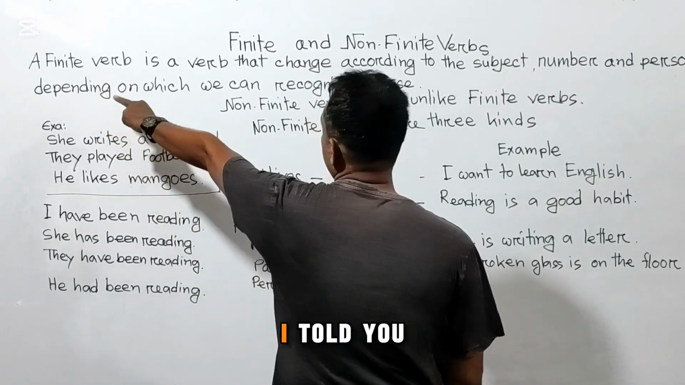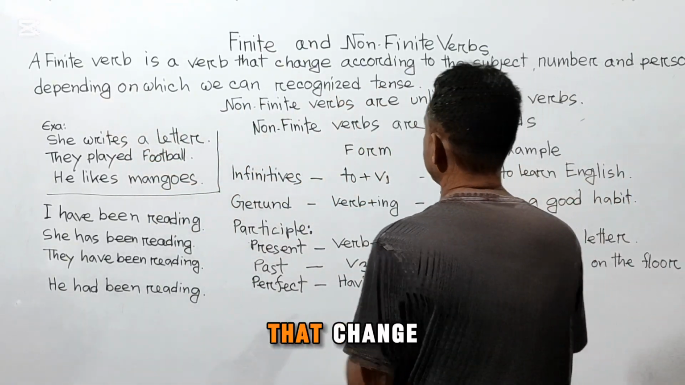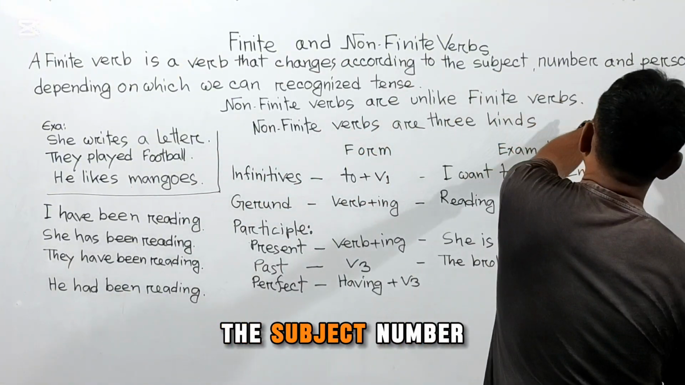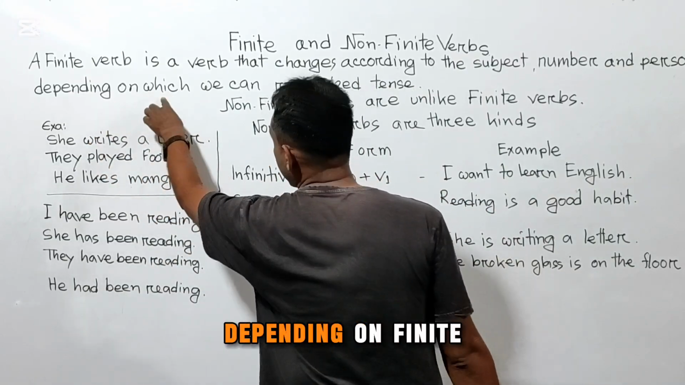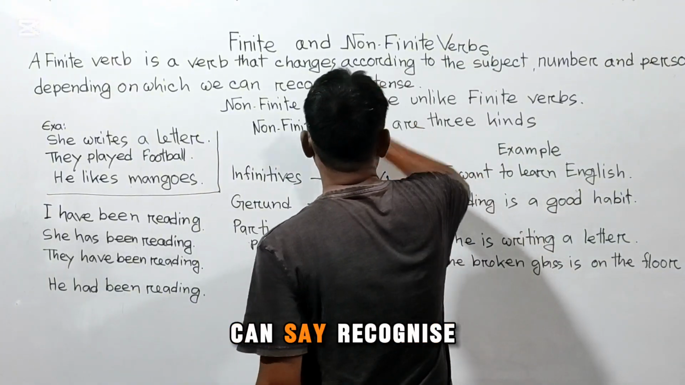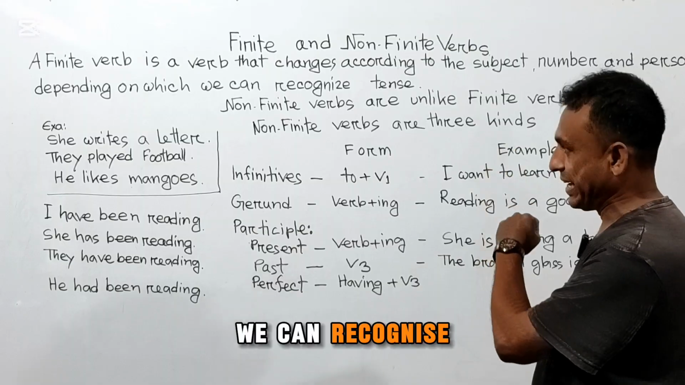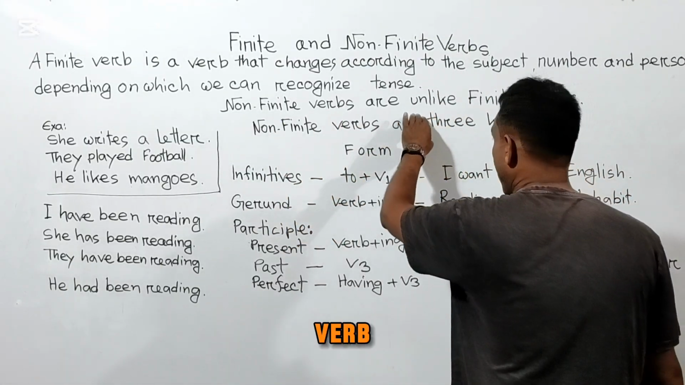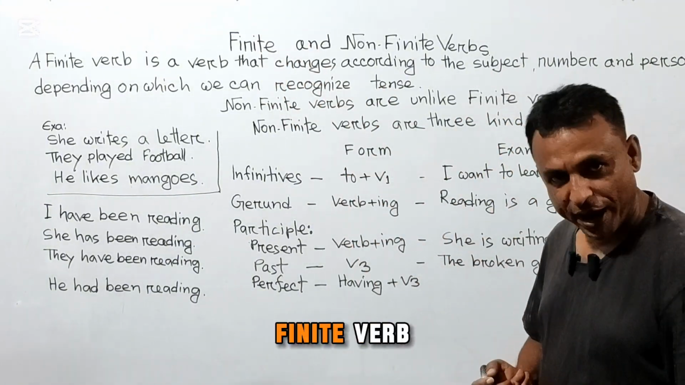So here, as I told you, a finite verb is a verb that changes. We need to add s here. It changes according to the subject, number, and person, and depending on finite verbs we can recognize tense. Can you understand what I said? Non-finite verbs are unlike finite verbs, which means not like a finite verb, the opposite of a finite verb.